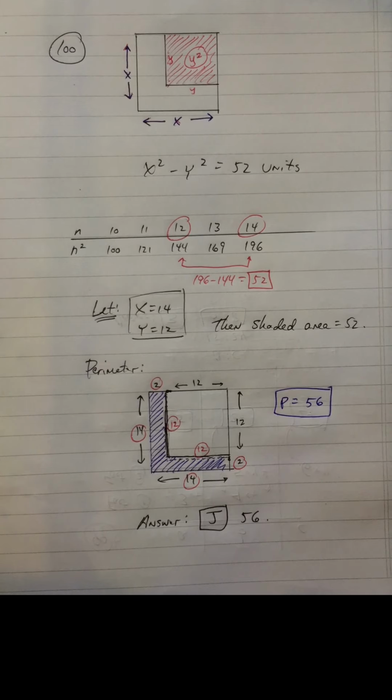To find the perimeter of this shaded region, I redrew the figure below with the numbers in place. Since 14 is now x and 12 is now y, we can see that, well, on the square, if each side is 14, it's split into 12 and 2. So for the perimeter, I've circled, we have 14 plus 2 plus 12 plus 12 plus 2 plus 14, which is 56. The correct answer is J, 56.